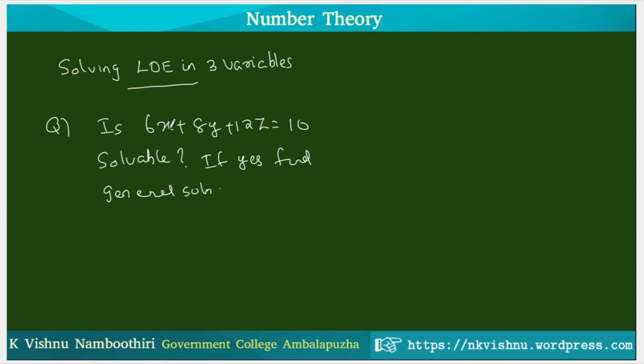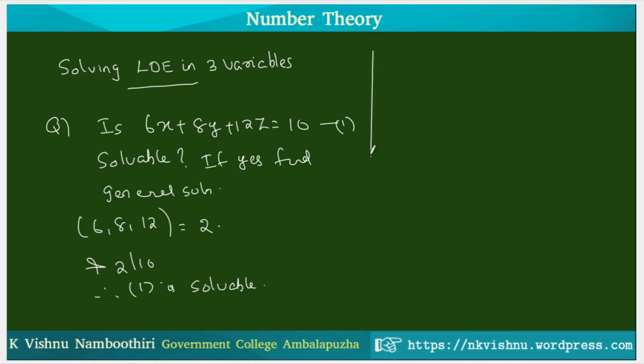So the solvability, we have already seen that it depends on the GCD of the coefficients. If it divides the right side constant, then it is solvable. So what is the GCD of 6, 8, 12? We can easily see that 6 has factors 2 and 3, and 8 has only factor 2, 12 has factors 2 and 3. Therefore the GCD is just equal to 2, and 2 divides 10. Therefore this LDE 1 is solvable, that is guaranteed. Now we have to find a solution.